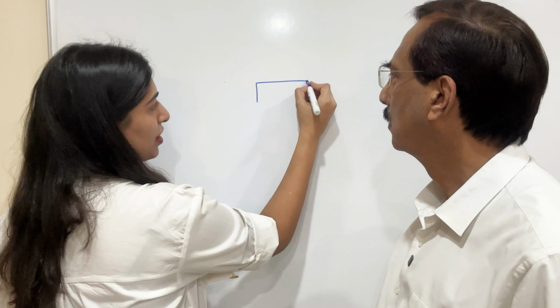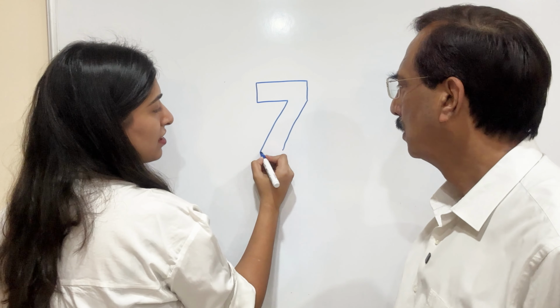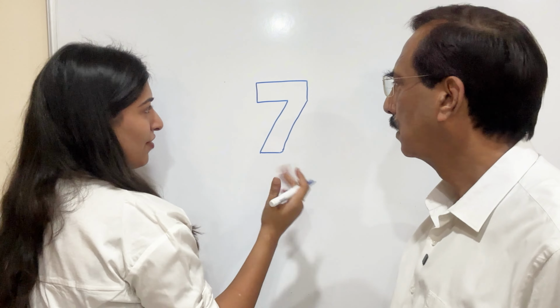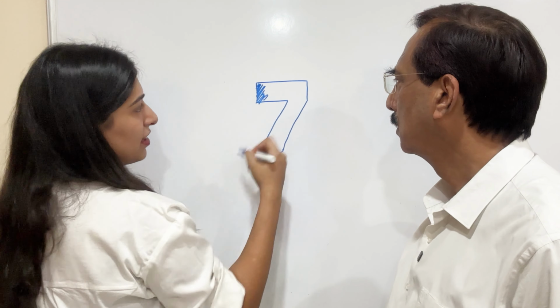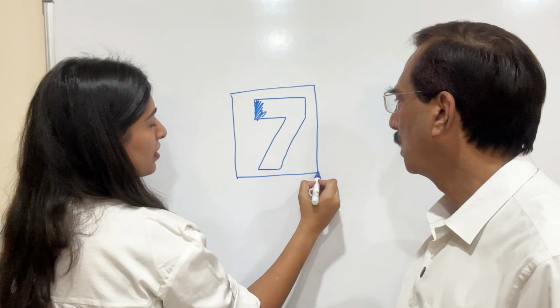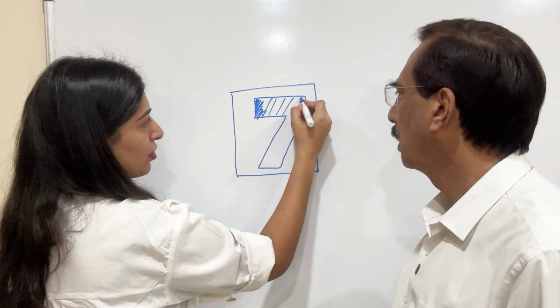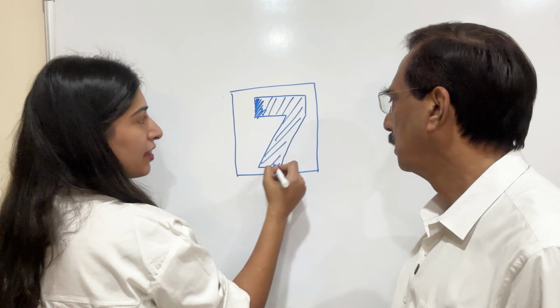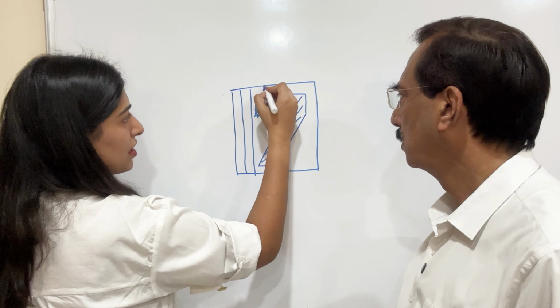Suppose I have an image of, what is this? Looks to be 7. So let's say this entire thing is colored and the rest is just white. Colored means black. So this is entirely going to be black, and the background is white. Now if I divide this into pixels, something like this.